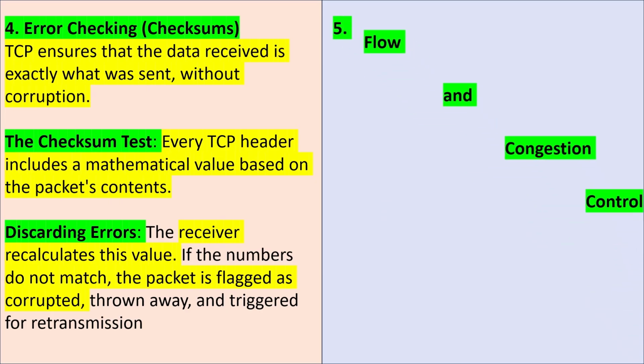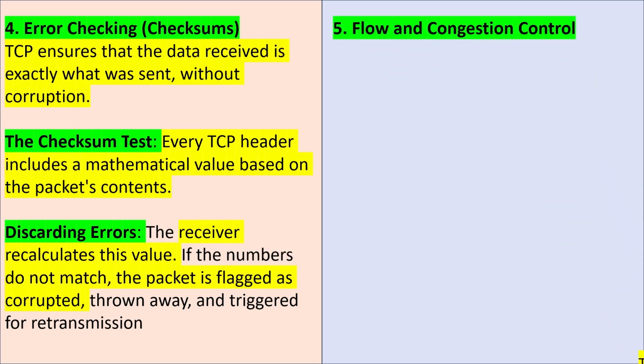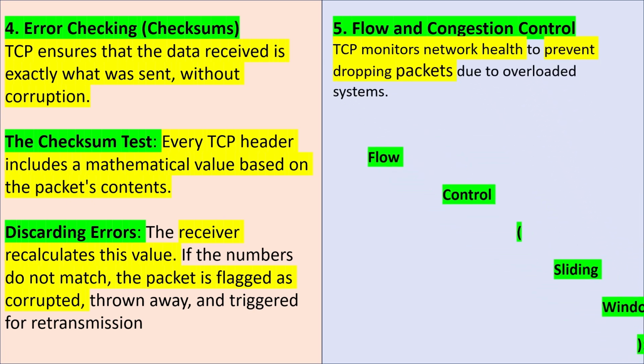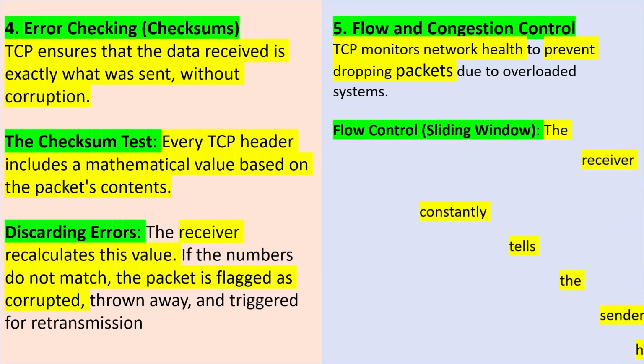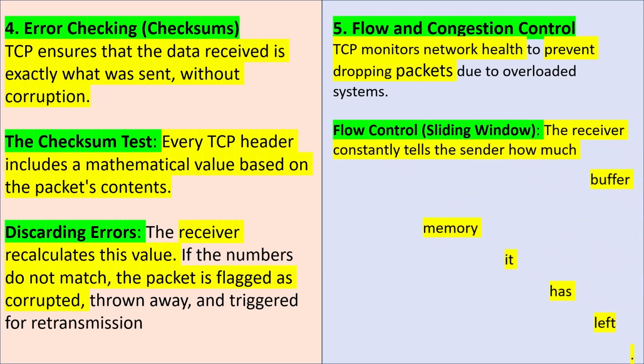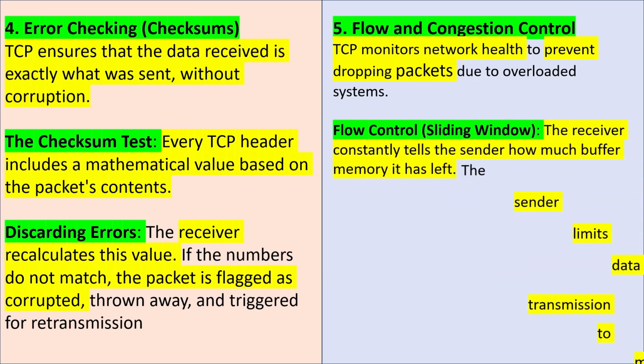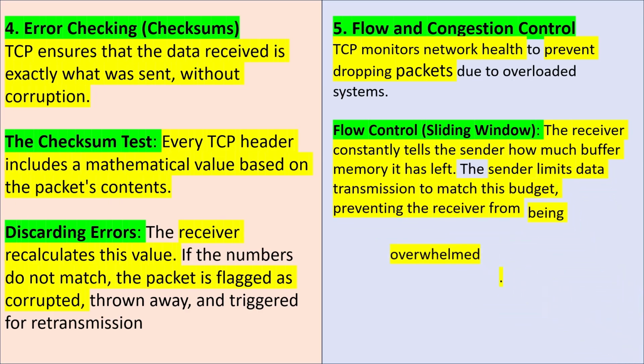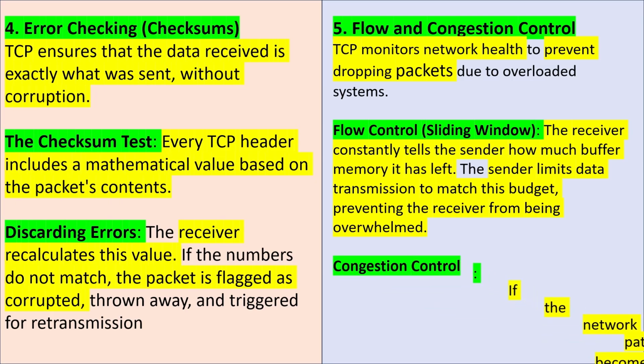Number 5, flow and congestion control. TCP monitors network health to prevent dropped packets due to overloaded systems. Flow control, sliding window: the receiver constantly tells the sender how much buffer memory it has left. The sender limits the data transmission to match this budget, preventing the receiver from being overwhelmed.